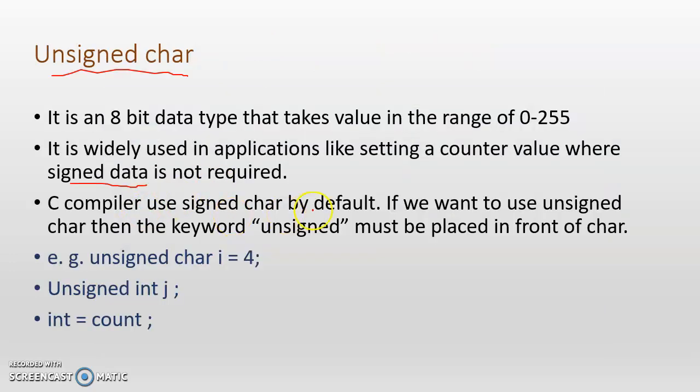The C compiler uses signed character by default. So whenever there is a signed character, we don't need to define it. It will by default use the signed character. If you want to use unsigned character, then the keyword unsigned must be placed in front of the character. The examples are given here. Syntax: unsigned char i, that will be equal to 4. This is an example. We'll set the unsigned character value to 4, unsigned integer j, or an integer count, which will count the number.